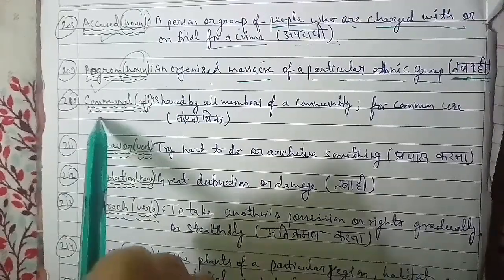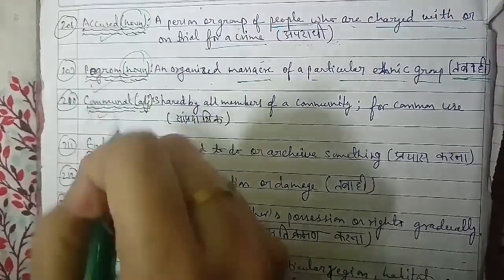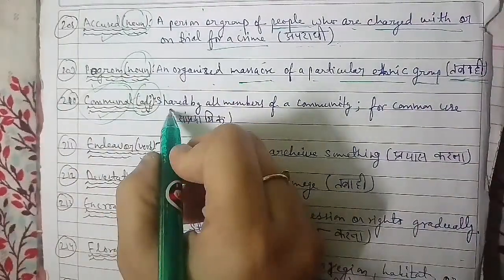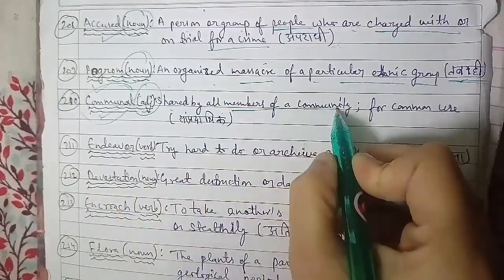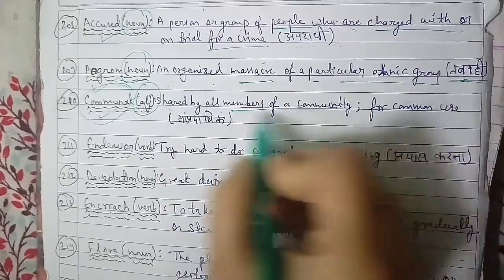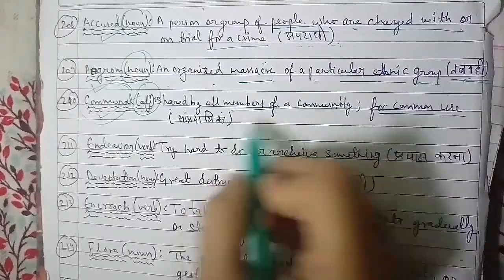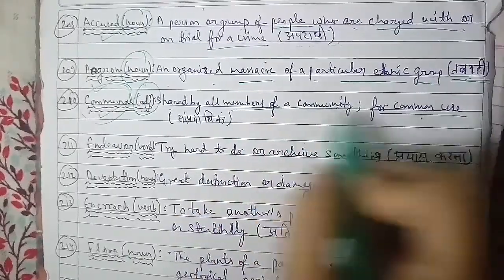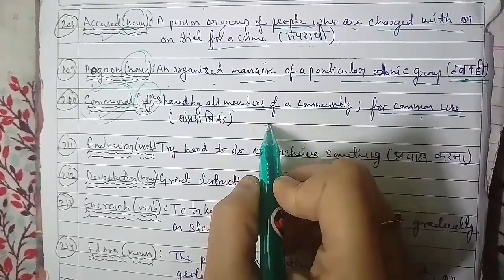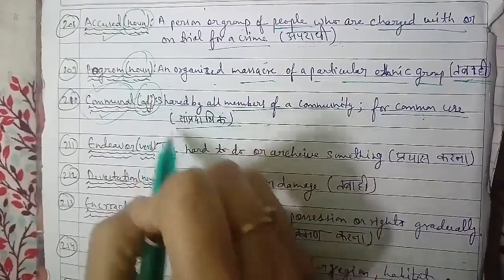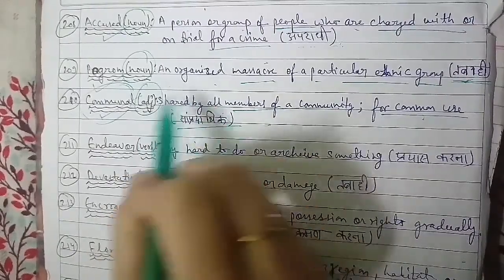Now moving on with the next one, we have 211, and the word is endeavor. Endeavor is a word used as a verb, and the meaning of endeavor is to try hard to do or achieve something. When you are trying hard to do something and achieve something, in Hindi that is prayas karna. When you are going to do hard work for a particular task, then you can use the word endeavor.